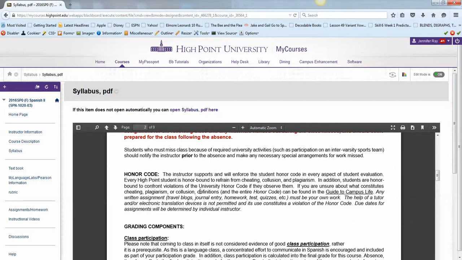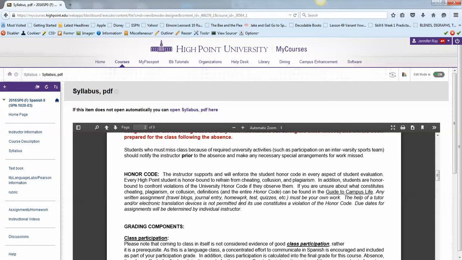And then the honor code, we enforce the honor code. So you're supposed to refrain from cheating, collusion, and plagiarism. And students are honor bound to confront violations of the University Honor Code if they observe them. If you are unsure what constitutes cheating, plagiarism, or collusion, definitions and the entire code can be found in the Guide to Campus Life.